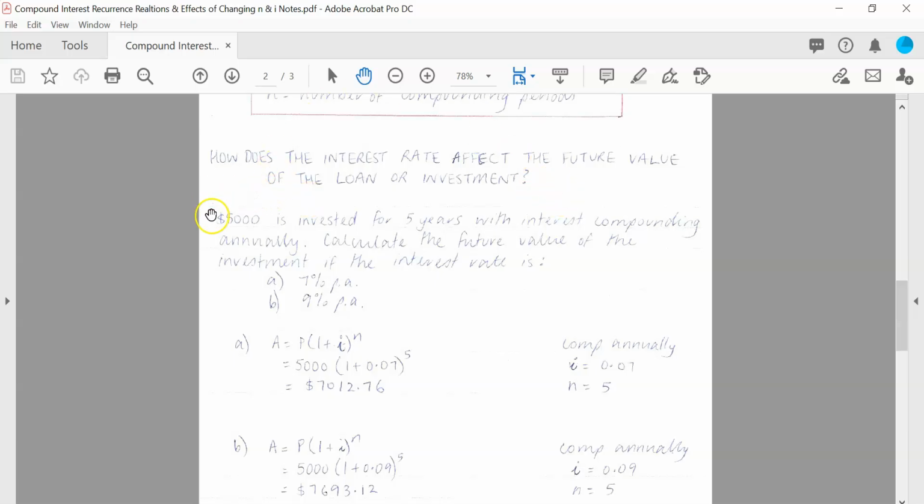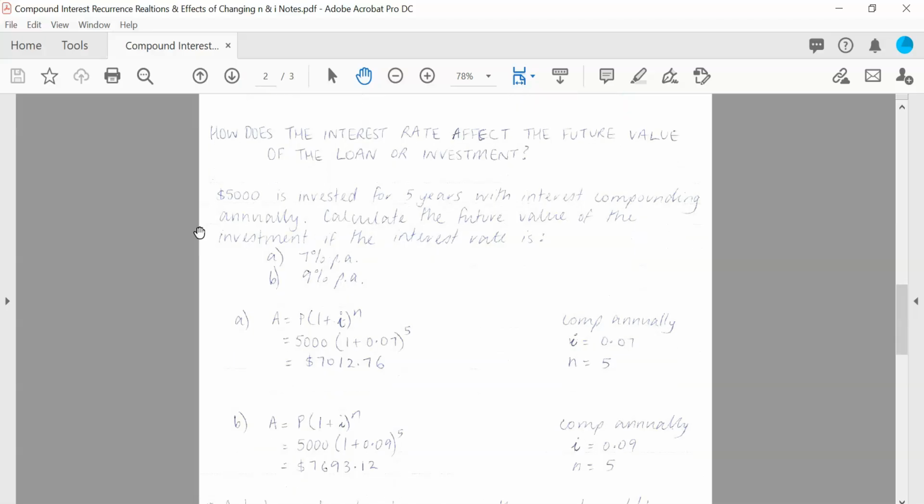In order to investigate that, we've got a brief example here where $5,000 is invested for 5 years with interest compounding annually, and we're asked to calculate the future value of the investment if the interest rate is 7% per annum, and then again if the interest rate is 9%.